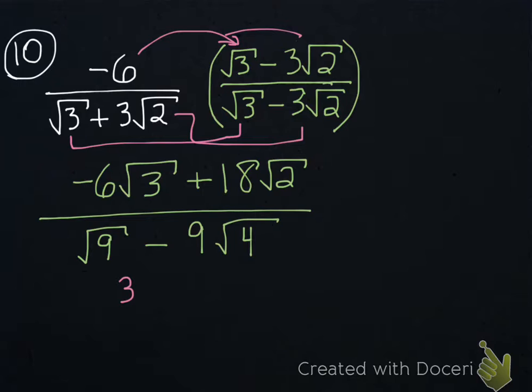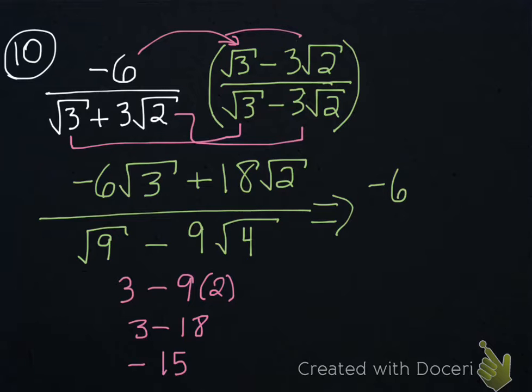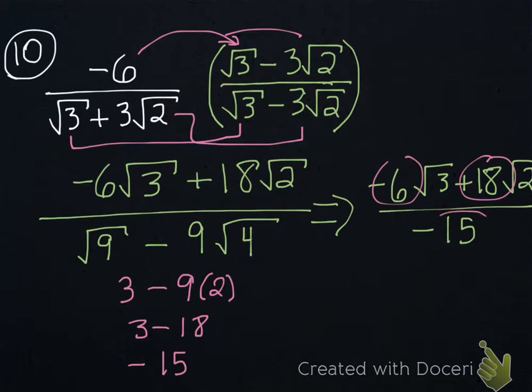Now let's simplify the bottom. Square root of 9 is 3. That's minus 9 times the square root of 4, which is 2. So I have 3 minus 18. That would be negative 15. So my answer is negative 6 square root 3 plus 18 square root 2 divided by negative 15. We can reduce. All of those are divisible by 3. All of the numbers in front. Let's go ahead and do that.